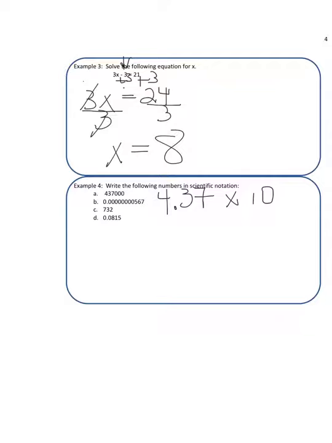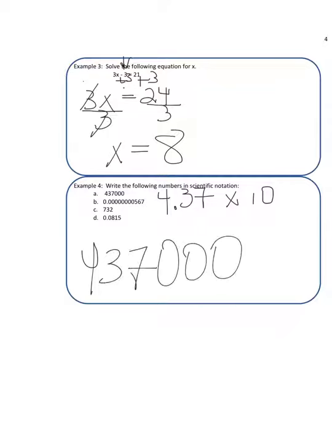That power tells us how many places we moved the decimal point. So our original number was 437,000. Although there is not a decimal point in that number, it is implied that the decimal point is here. We have now moved that decimal point 1, 2, 3, 4, 5 places. We moved that decimal point 5 places. So our exponent is a 5. Okay. Now, because the number that we were placing into scientific notation was larger than 1, our exponent is positive.